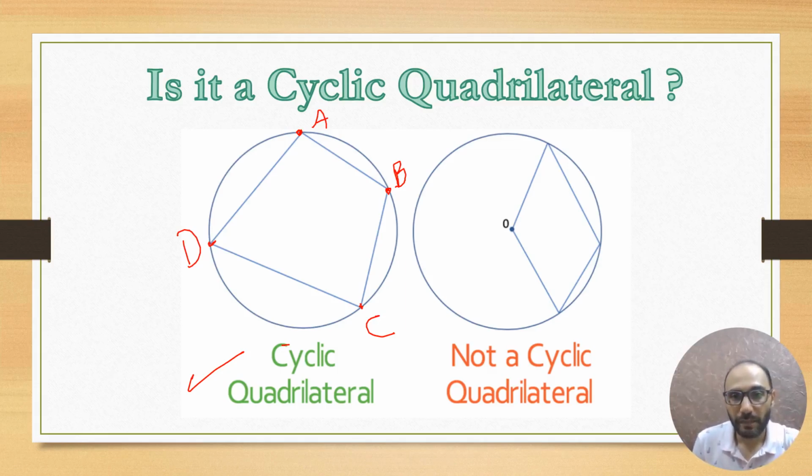But the second picture here to the right is not a cyclic quadrilateral. Why? Because only three vertices of the quadrilateral lie on the outer frame of the circle, which is called the circumference of the circle. But the fourth vertex lies on the center of the circle, which is a point that does not lie on the circumference. So this is not a cyclic quadrilateral, but this one is okay, it's a cyclic quadrilateral. So not any quadrilateral drawn inside a circle is called a cyclic quadrilateral. There is a must that the four vertices lie on the circumference of the circle.